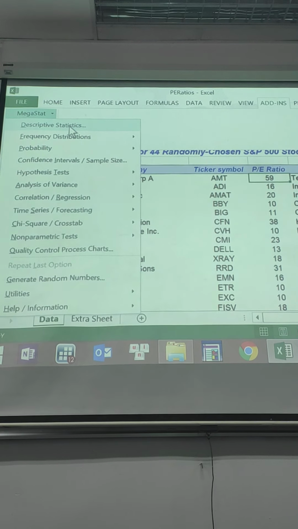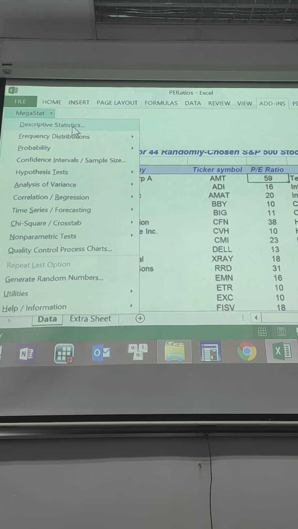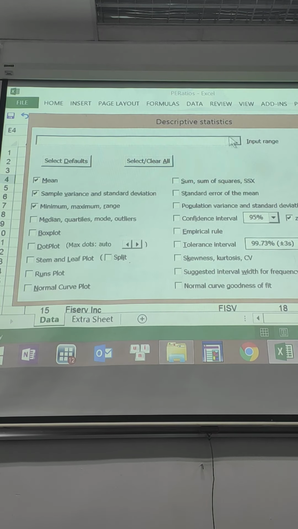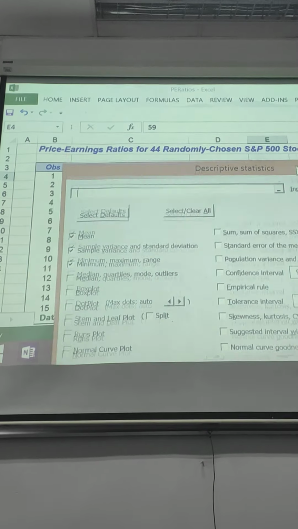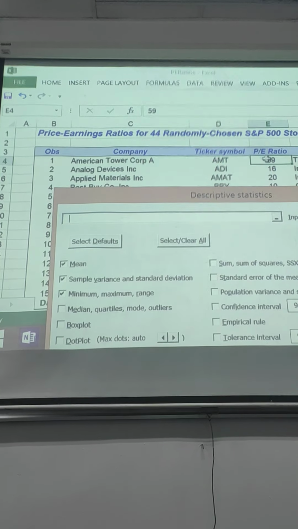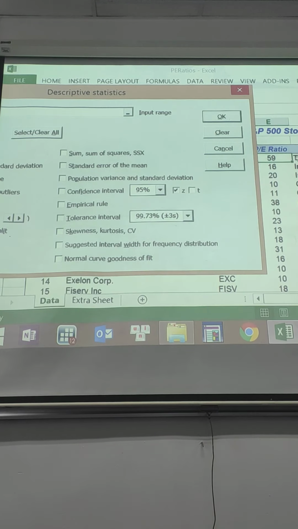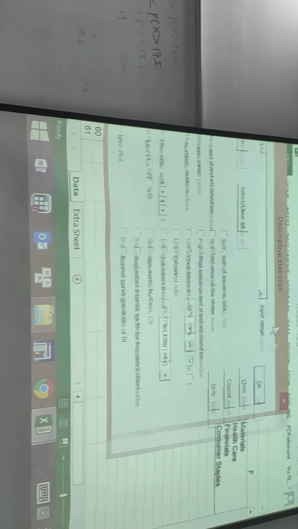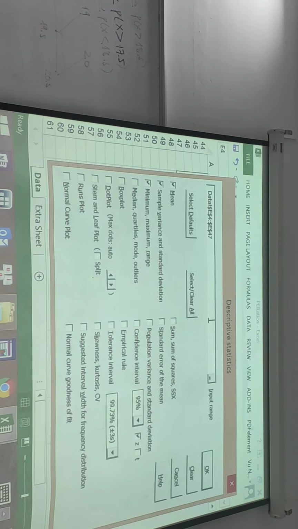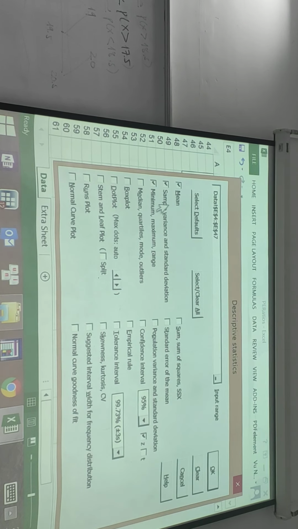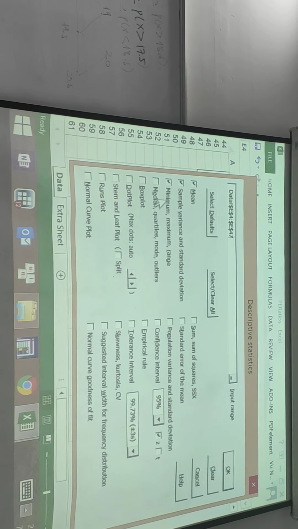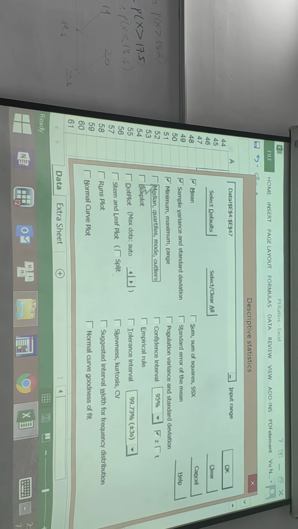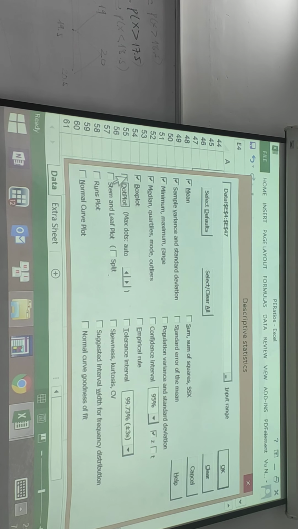Now I will compute. You make a start. I will compute descriptive statistics, right? So you may use Minitab, you may use Excel. It was faster, right? Okay, I select the data, and now I want to compute the mean, the sample variance, the minimum, the maximum, quartile, the box plot, the dot plot, the Stevenson diagram.